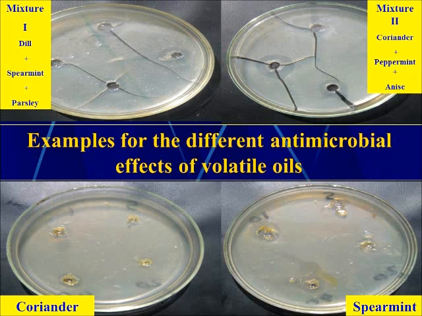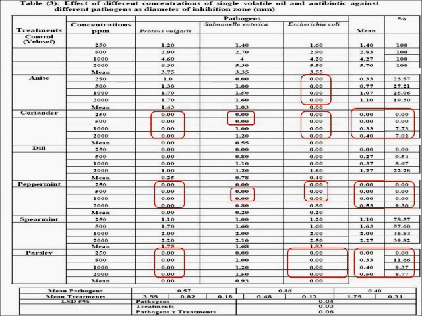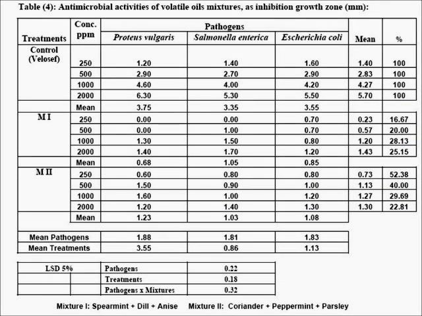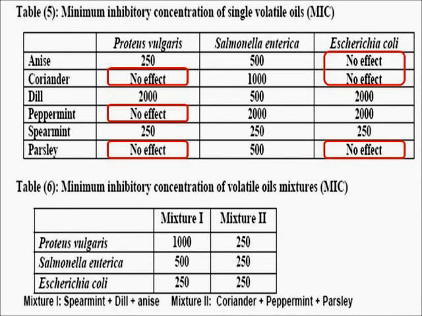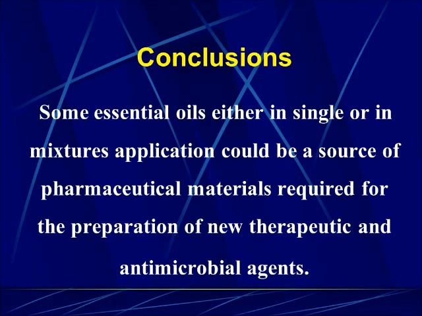We chose the three weak oils to make the first mixture, and the three effective ones to make the second one. Here we can find the result. In the single application, many oils have no effect on those pathogens. But here the mixtures all have an effect. Moreover, in the second one, the low level has the best effect. Conclusion: some essential oils, either in single or mixture, may be a new remedy for those pathogens, after we do the kinetics and pharmaceutical tests for them.